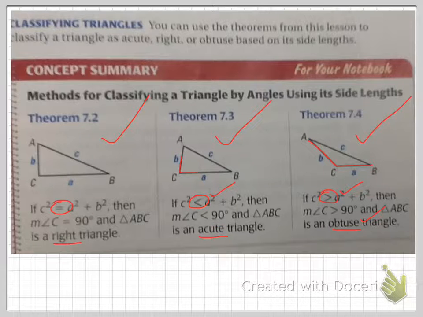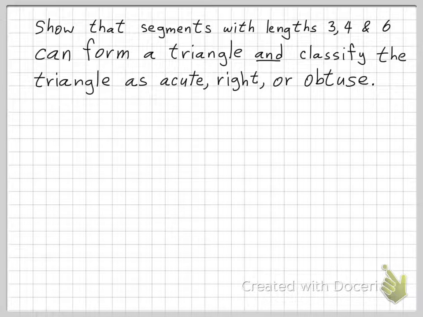And how will these theorems be used? What kind of problems are you going to get? Good question. Well, here's a problem. Show that segments with lengths 3, 4, and 6 can form a triangle, and classify the triangle as acute, right, or obtuse. So it's not really a question, folks. It's a mathematical problem that we have to solve. Keep in mind this word and, though. We have to do two things. So there's two parts to this problem.